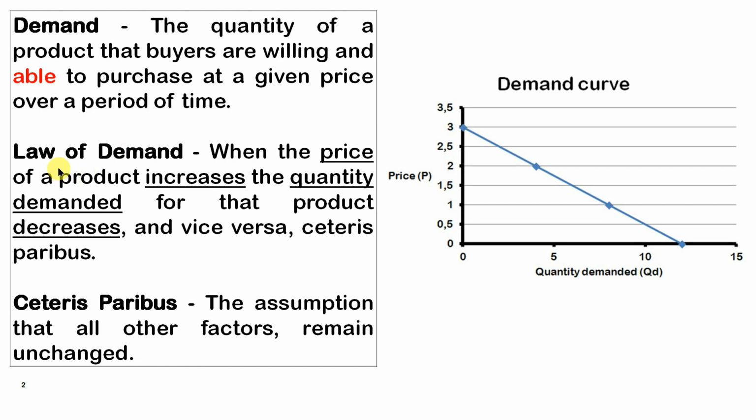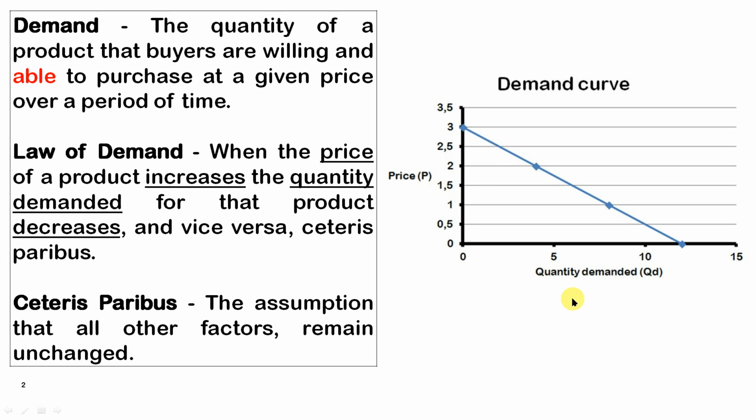Law of demand: when the price of a product increases, rises, the quantity demanded for that product decreases or falls, and vice versa, or the opposite is true, ceteris paribus. Ceteris paribus is where we assume that all other factors, besides the one or two that we are focusing on, that we are analyzing, remain unchanged.